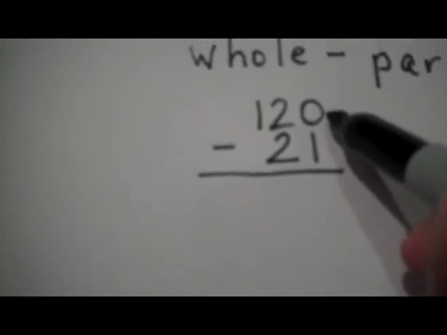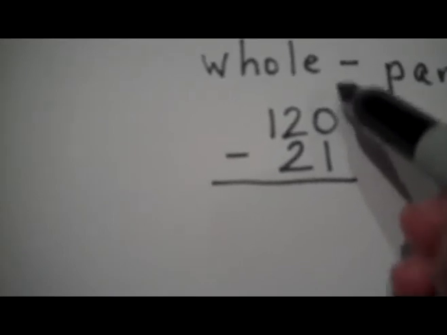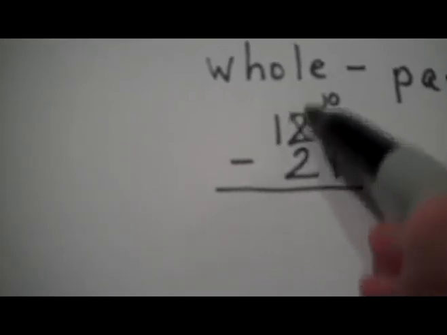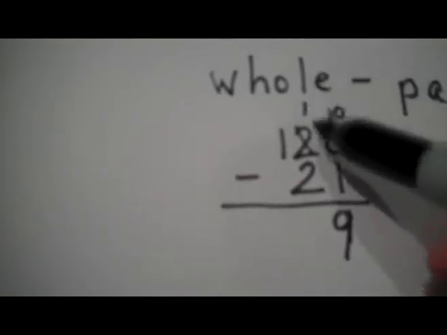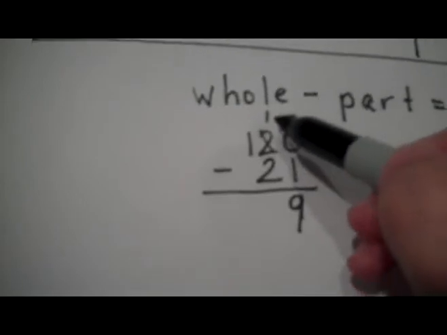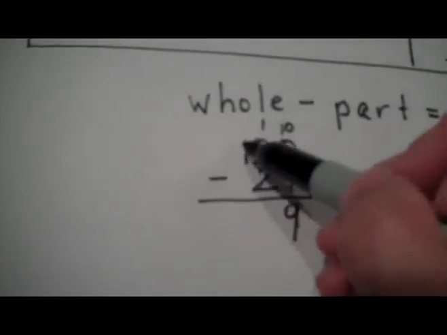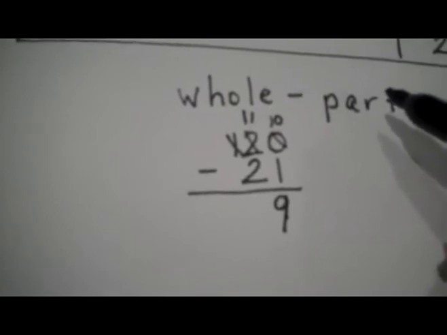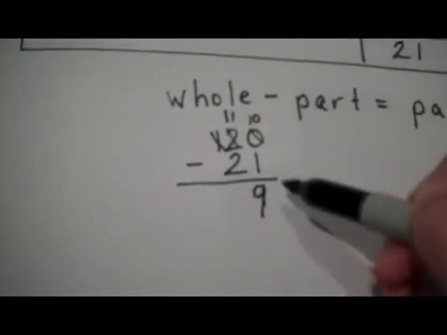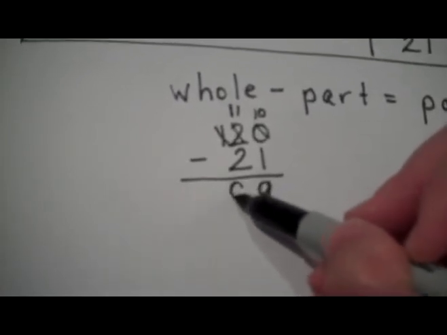You can either carry, so you can say, okay, we can't take one away from 0, so we need to borrow a 10. But 10 minus 1 is 9. Oh, but look, we have to carry again because you can't take 2 away from 1. So we need to take this right here and make it an 11. 11 minus 2 is 9.